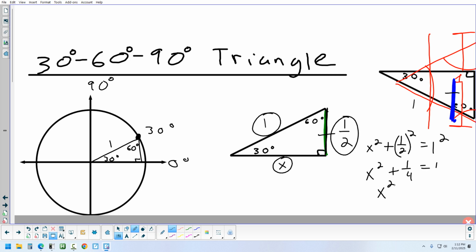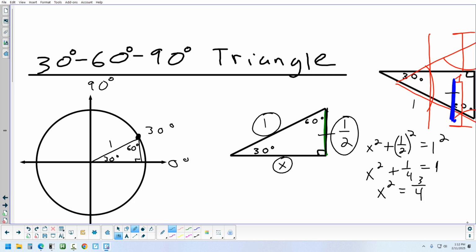What's the next thing I would do with the quarter? Subtract it. Good. We'll subtract it from the other side. If I take 1 and subtract a quarter, how much am I left with? 3 quarters. Perfect. And now that's x squared, but I want x. So what's the last step to get rid of that exponent of 2? Square root. Yep, we're going to take the square root.